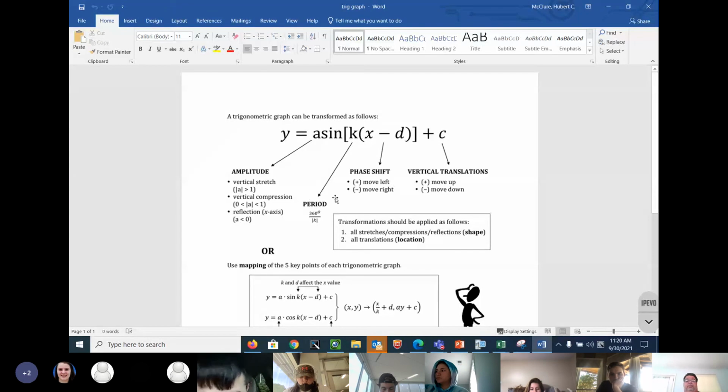The period is 360 over the absolute value of k. So whatever that number is, divided into 360. There's your horizontal shift. And again, positive is opposite. It moves left, negative, right. And this is your vertical translation, which is your vertical shift.